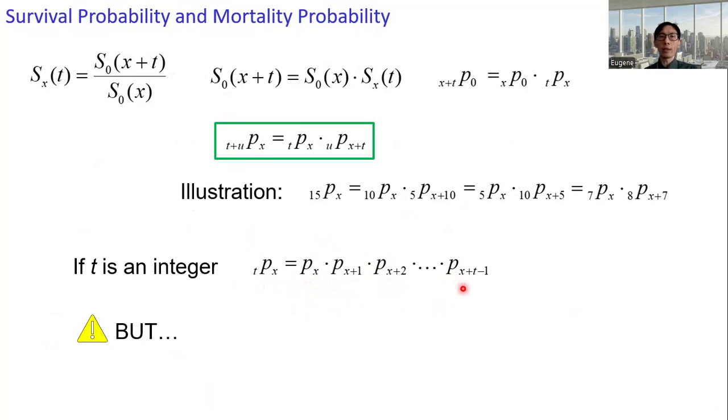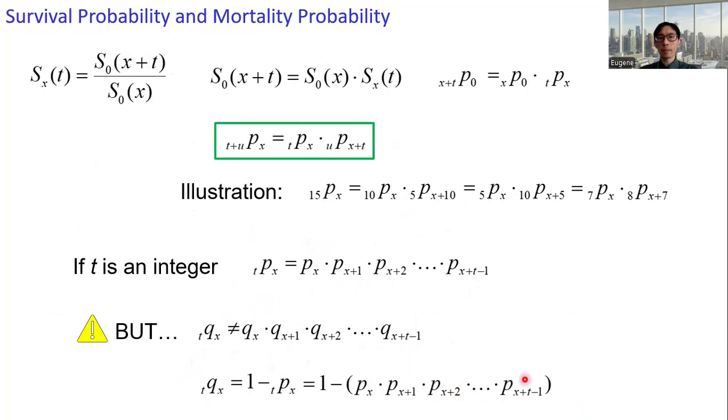However, this relationship does not apply to mortality probability. t q x is not the same as this expression. Instead, we express t q x as 1 minus t p x, and then we get the expression for t p x. And this is how we obtain t q x.